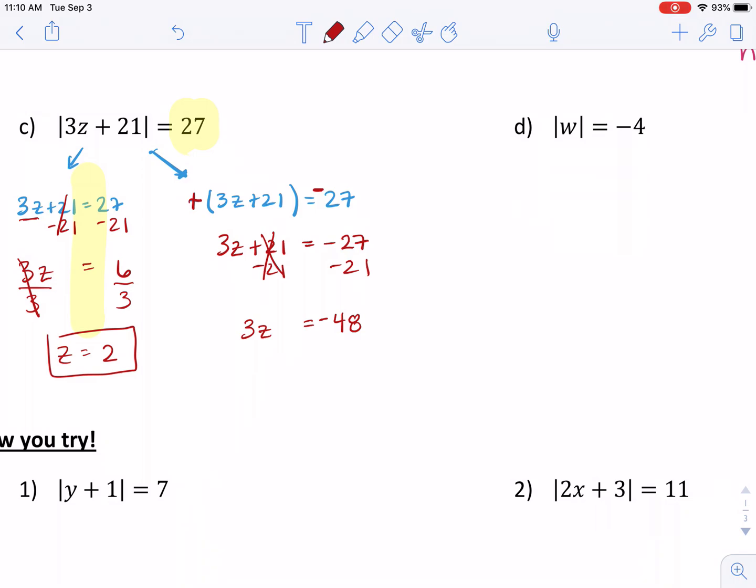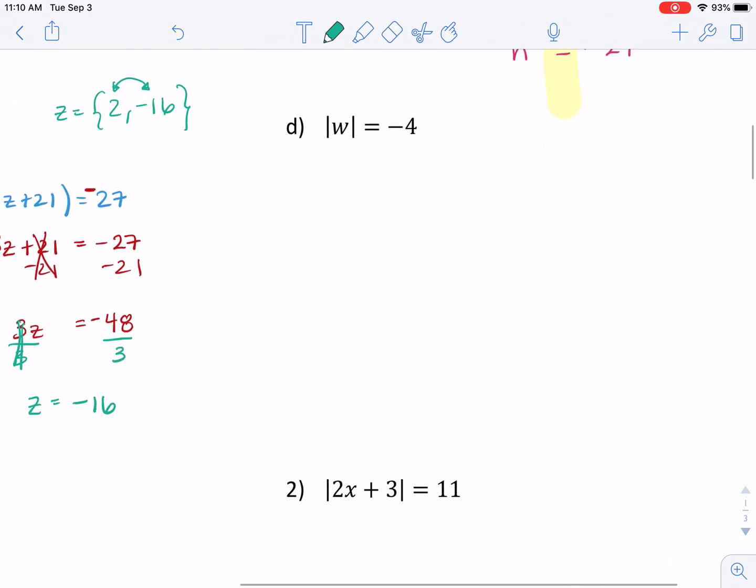Now, 3 goes into this evenly. It goes in 16 times, so we're just going to go with it. And we get negative 16. So our two solutions for z would be 2 and negative 16. And again, normally they like them written in numerical order, but it's okay that you have them written that way.